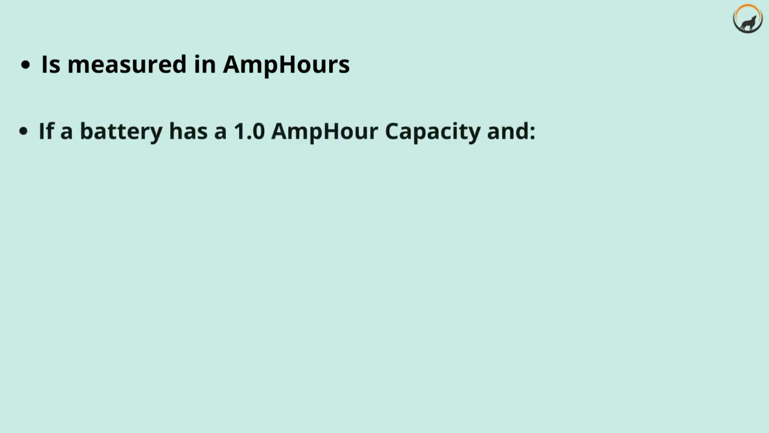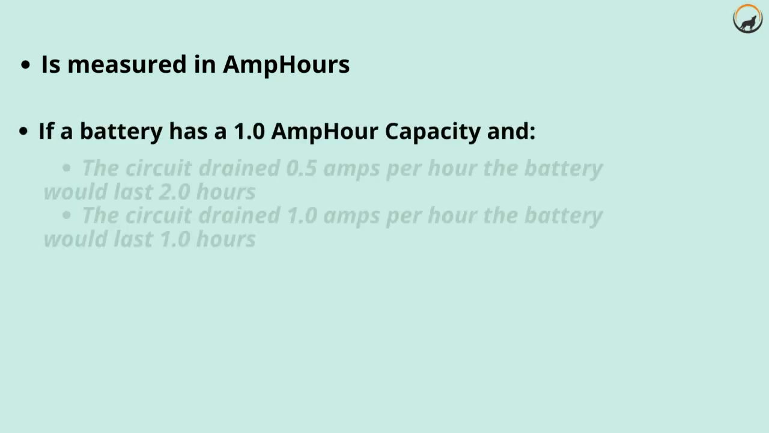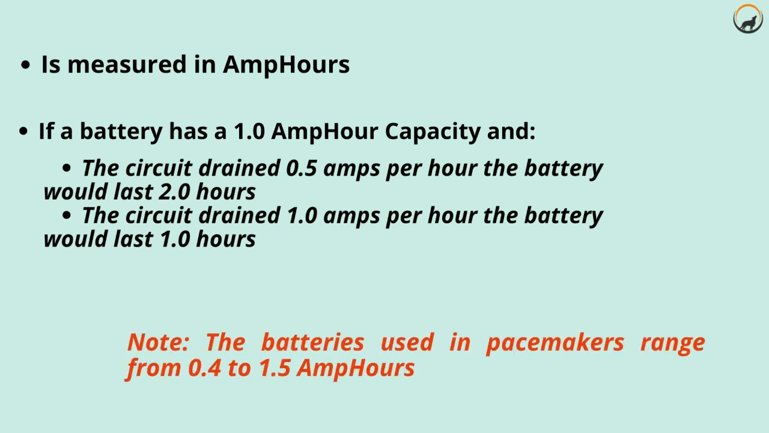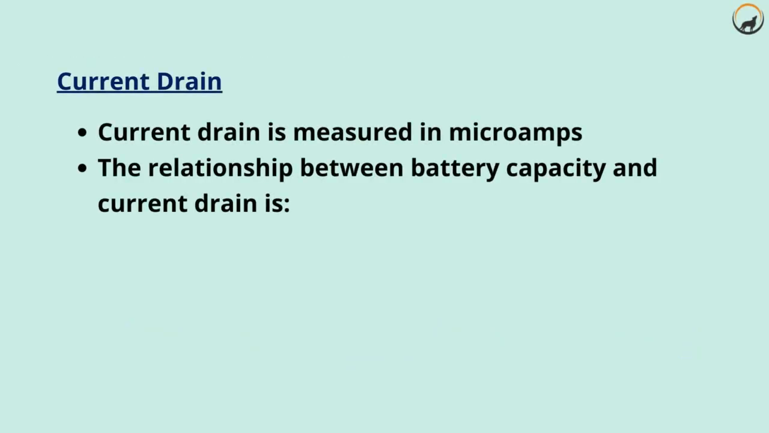If a battery has 1 amp-hour capacity, and the circuit drains 0.5 amps per hour, the battery would last 2 hours. If the circuit drained 1 amp per hour, the battery would last 1 hour. The battery used in pacemakers ranges from 0.4 to 1.5 amp-hours. The current drain is measured in microamps.